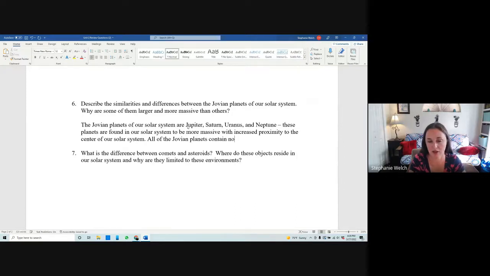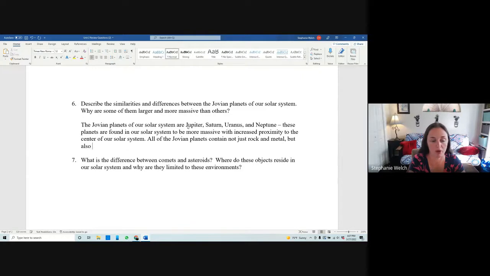contain not just rock and metal like the terrestrial planets, but also hydrogen compounds, which is just a fancy way of saying various types of ice, as part of their solid interior structures.